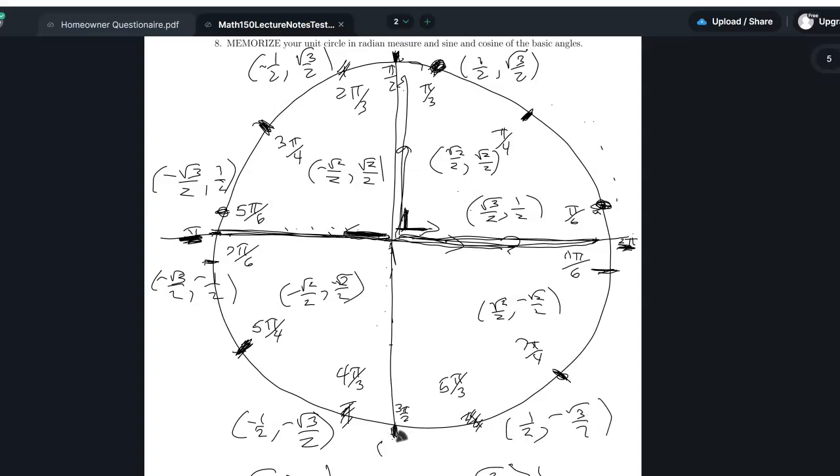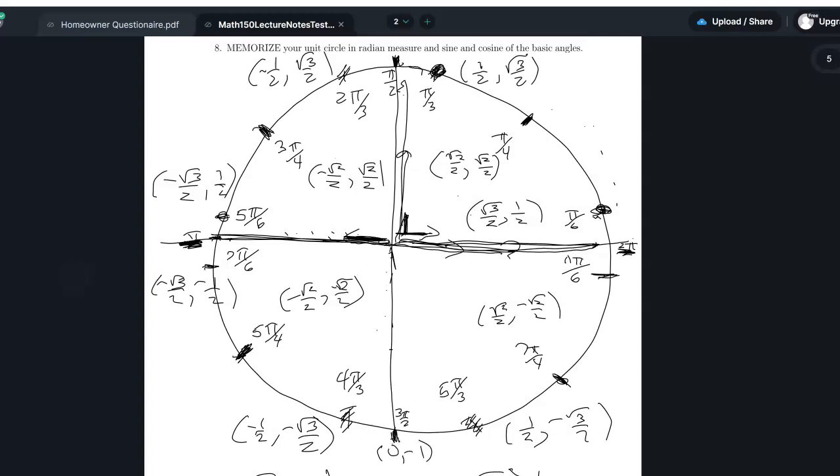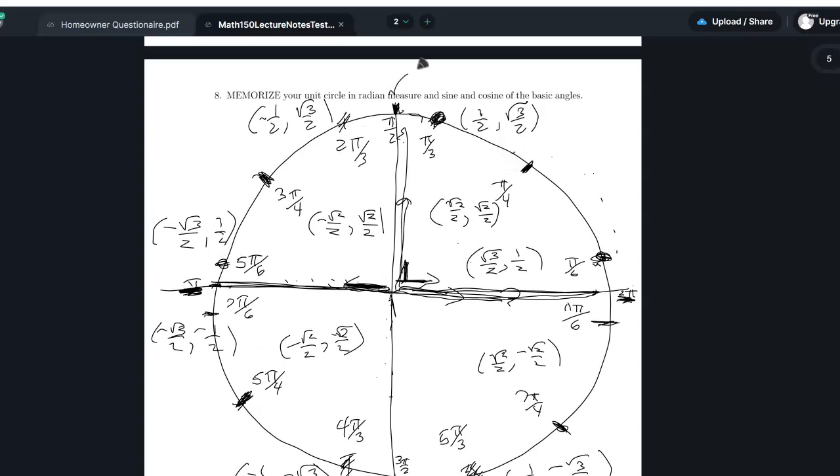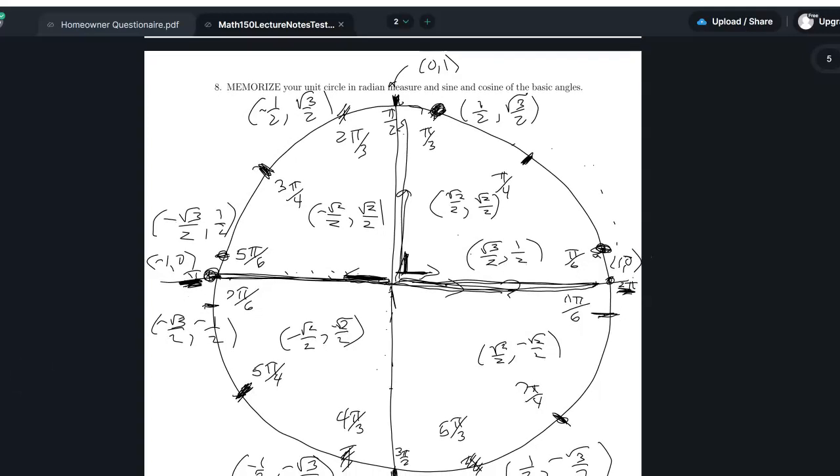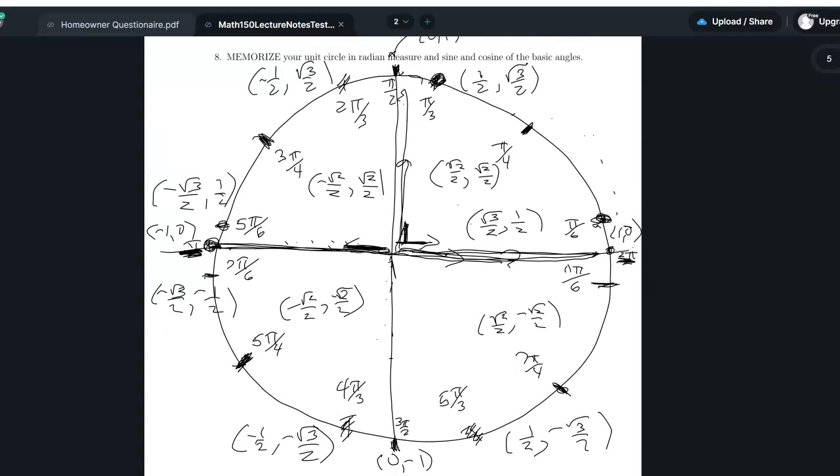And you know that this point here is 0, negative 1. And you know that this point up here at pi over 2 is 0, 1. And you know here at pi, it's negative 1, 0. And at 2 pi, it's 1, 0.